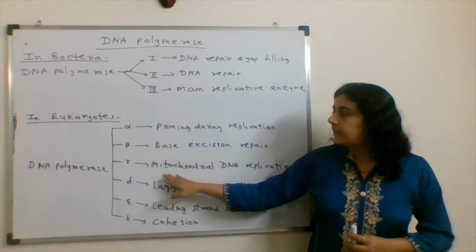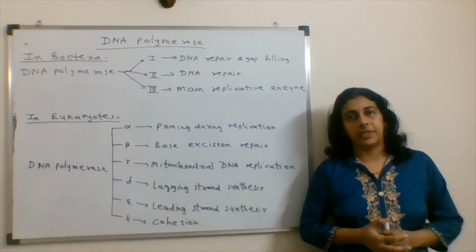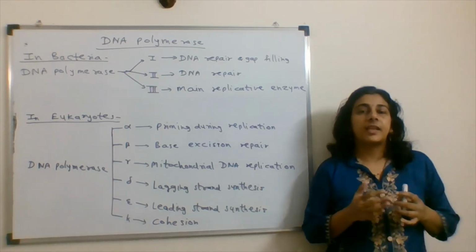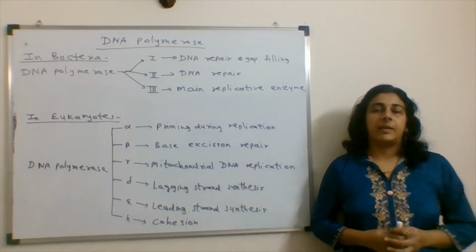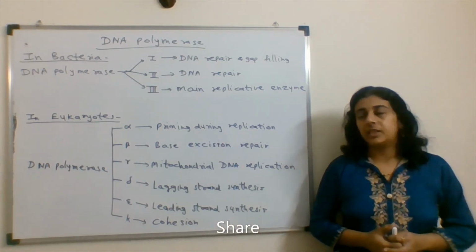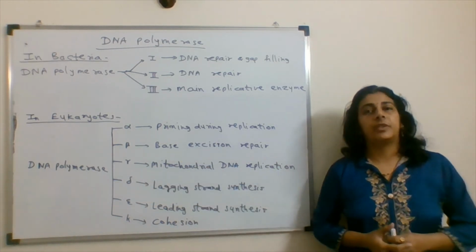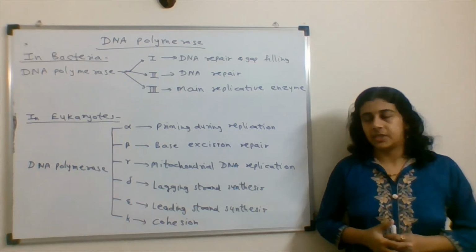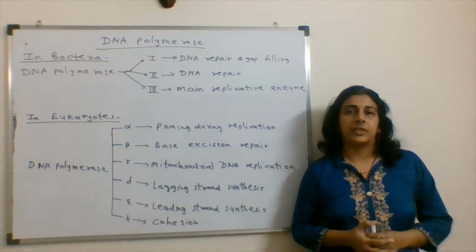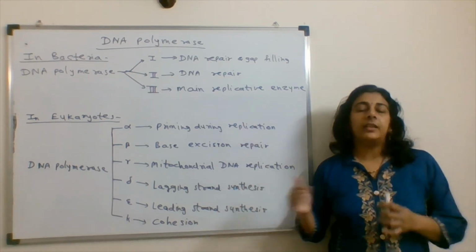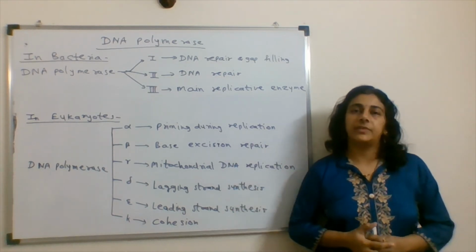DNA polymerase gamma is involved in mitochondrial DNA replication. Mitochondria has its own genome, so it has some of the enzymes which are required for its replication. In that sense, DNA polymerase gamma is there for mitochondrial DNA replication. Then DNA polymerase kappa is for cohesion. So in this way, they have different functions, and these many types of DNA polymerase we find.